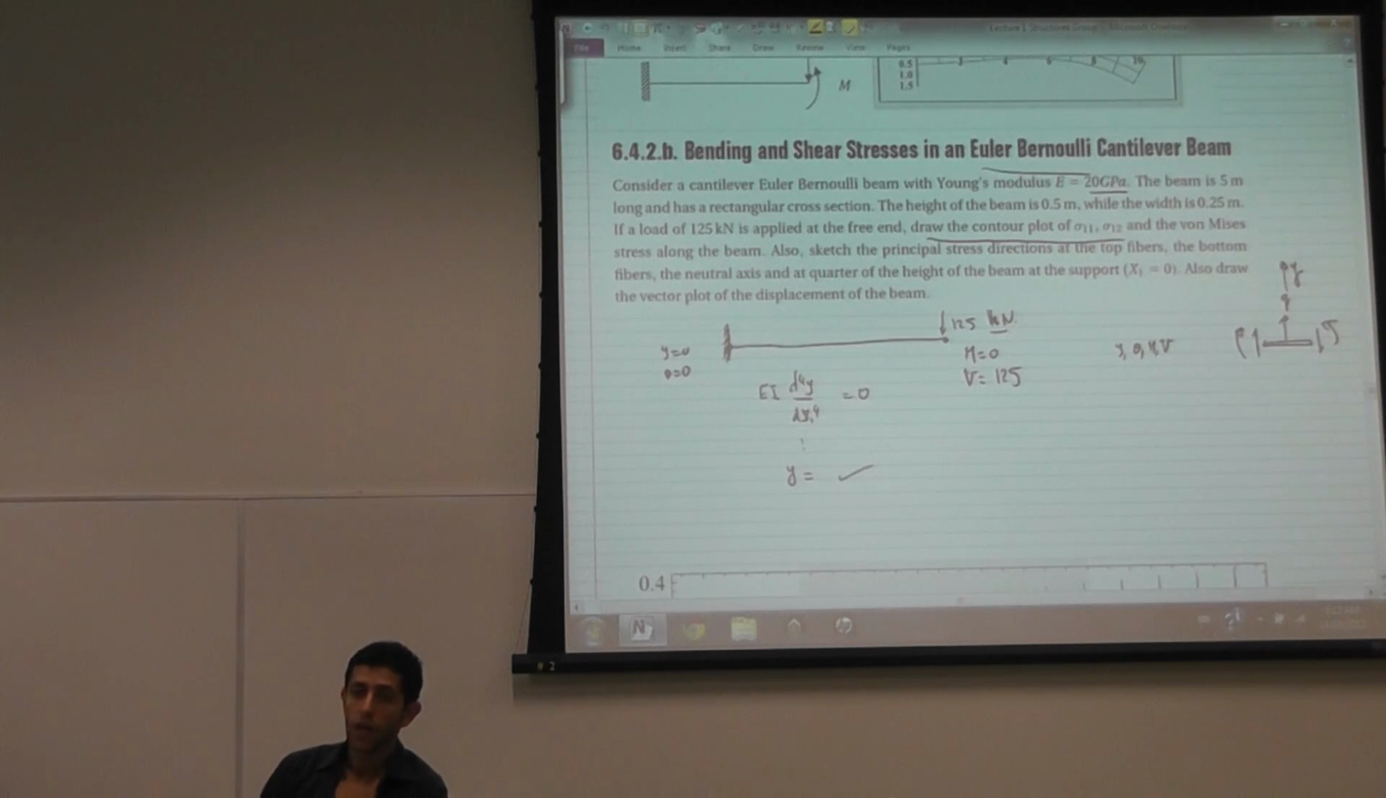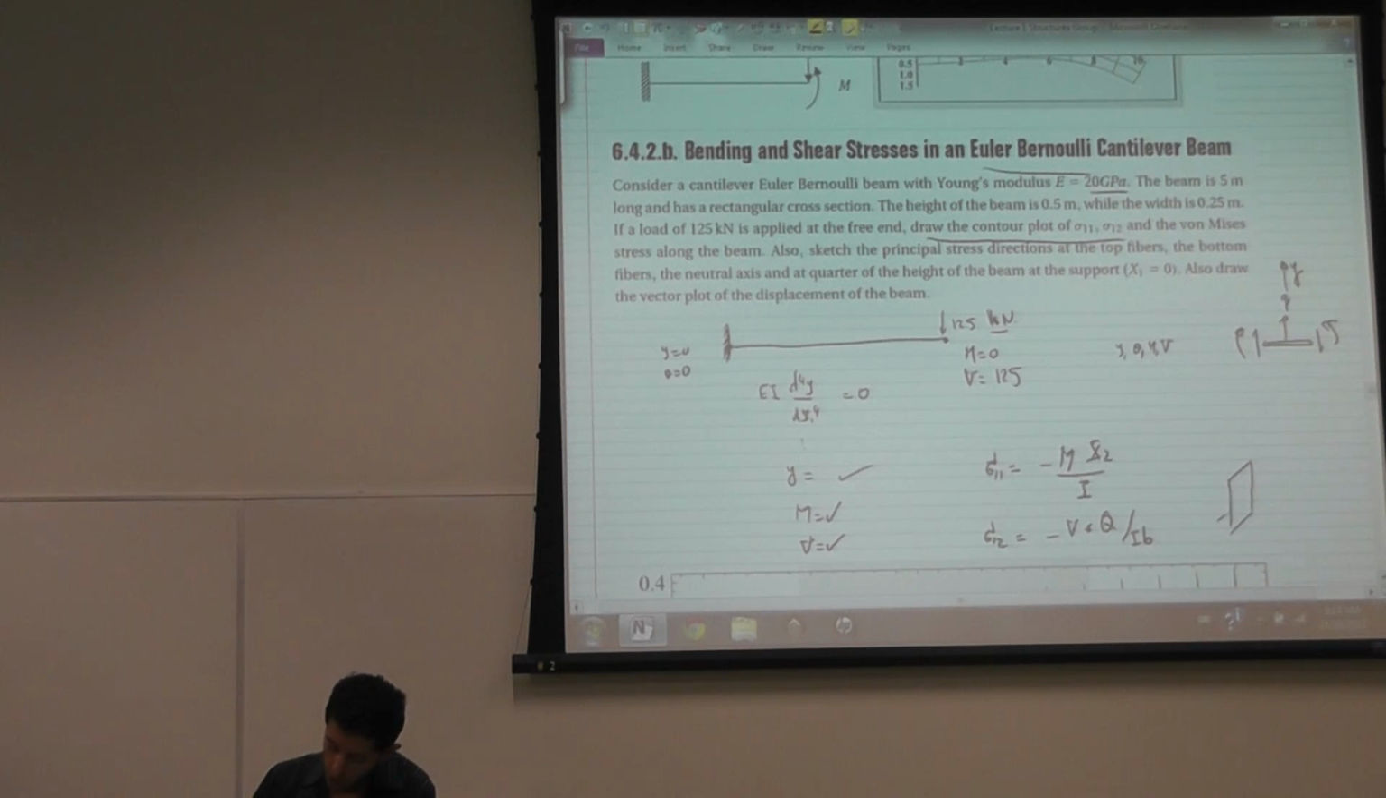Once you find Y, you know everything about your beam because you know the stress or the moment. So you know that the moment is equal to... once you find Y, you know the moment, you know the shear, and sigma on 1 is equal to negative m x2 divided by I, and sigma on 2 is equal to negative shear multiplied by Q divided by IB, where Q is the moment of area.